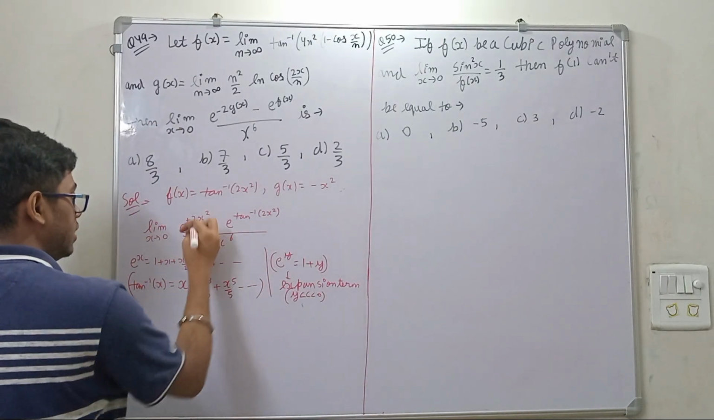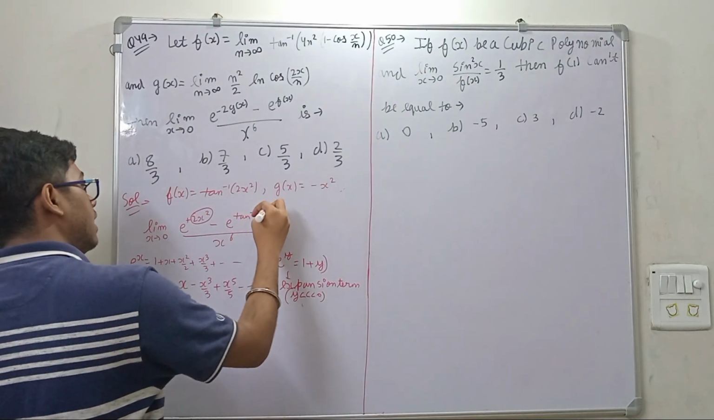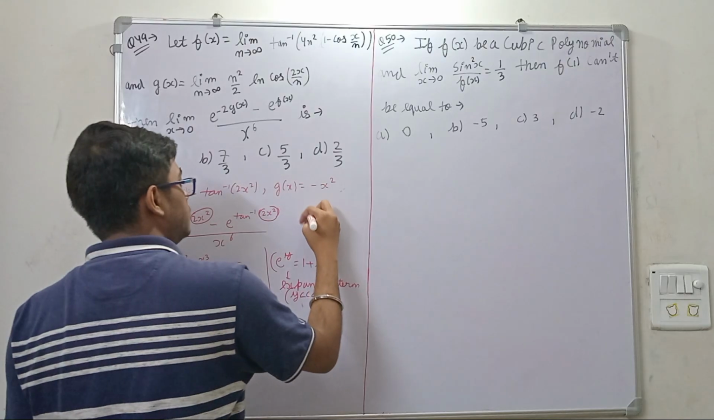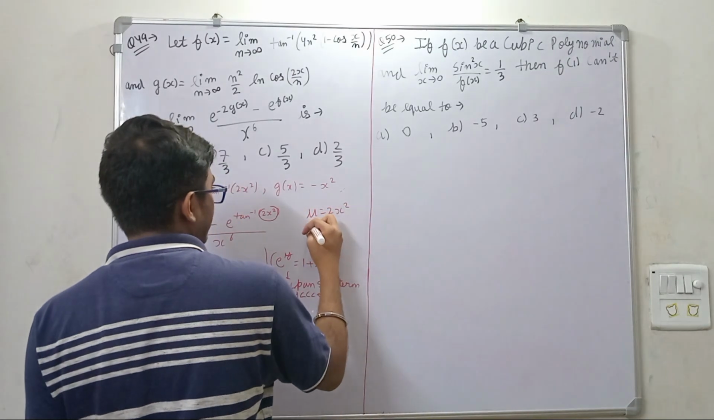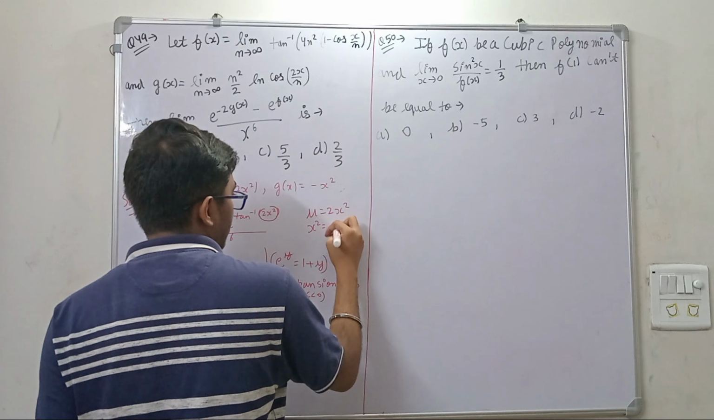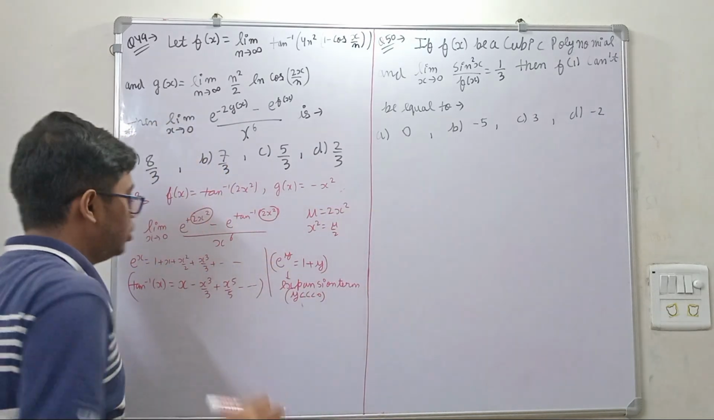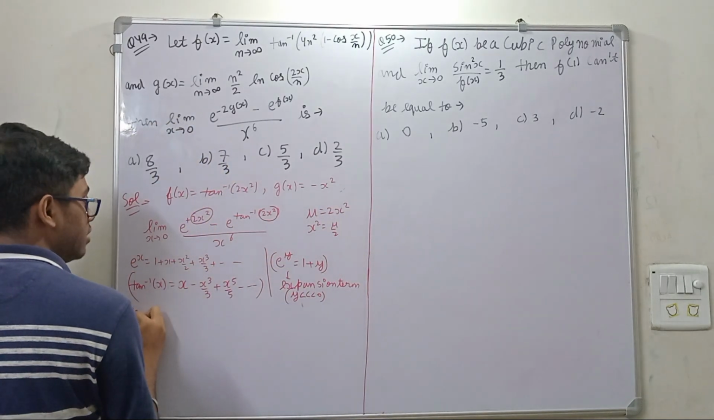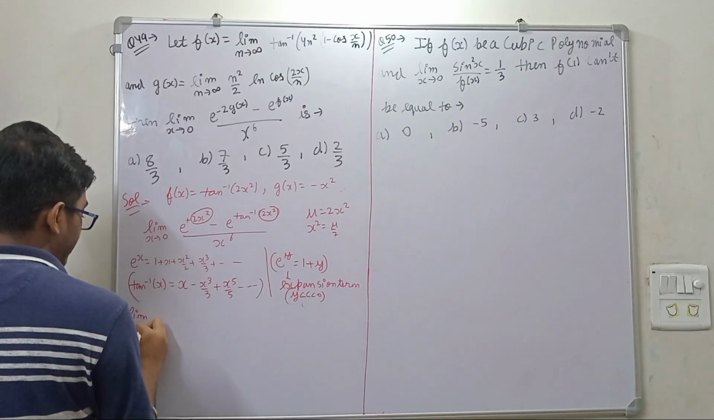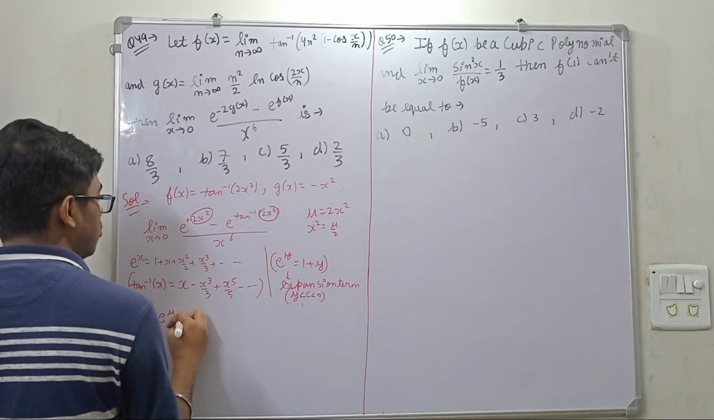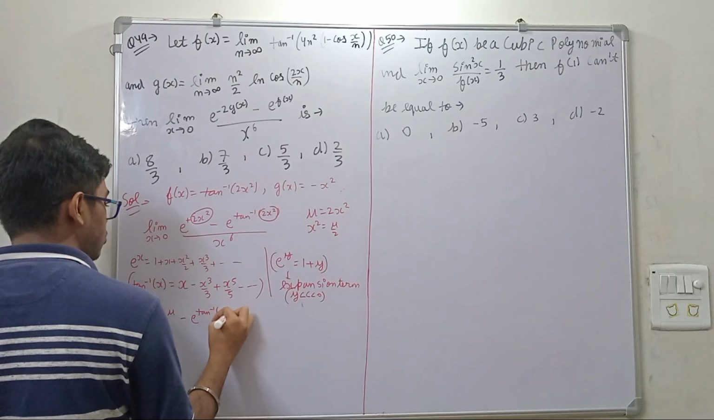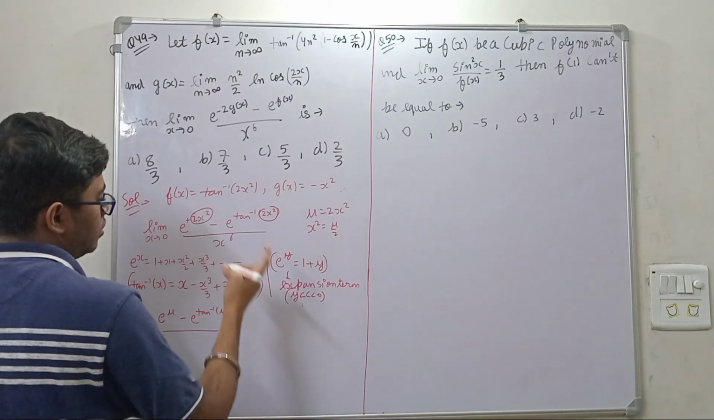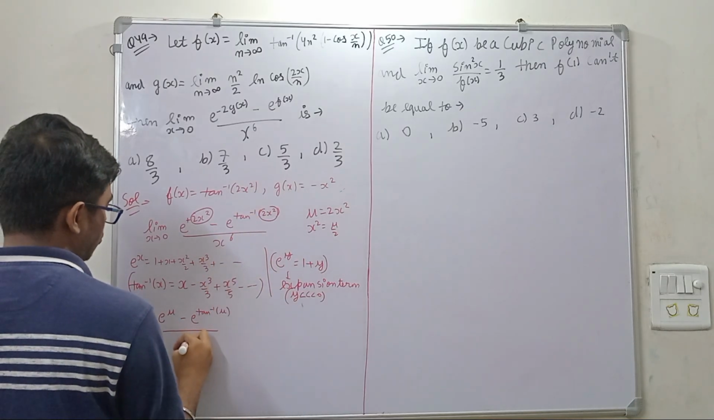So first of all, let us assume 2x square as u. Okay, so what will x square look like? It will look like u by 2, and if x is tending to 0, u is also tending to 0. So limit u tends to 0, we have changed the variable, e to the power u minus e to the power tan inverse u upon x to the power 6, so x square cube means u cube by 8.